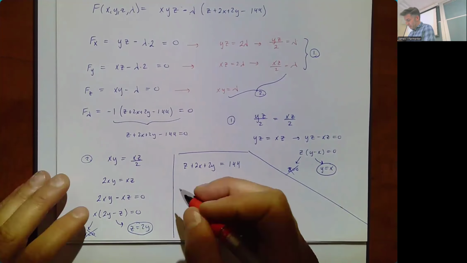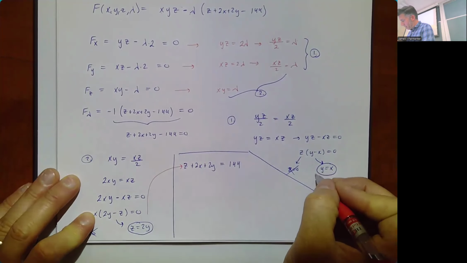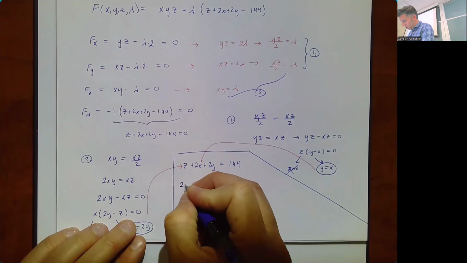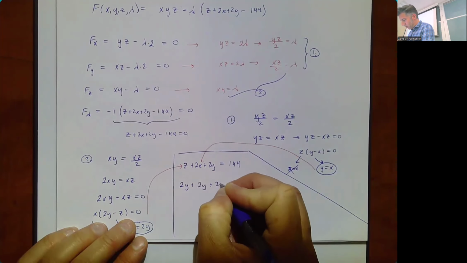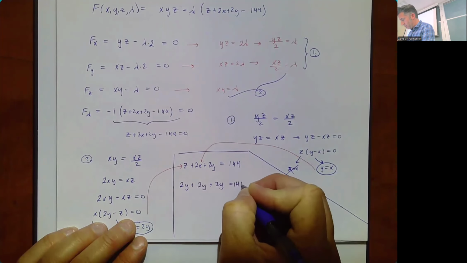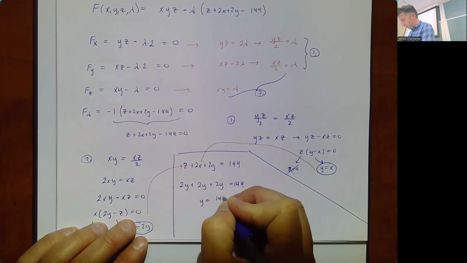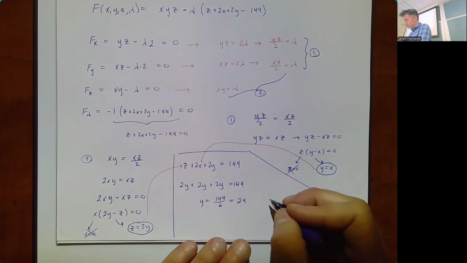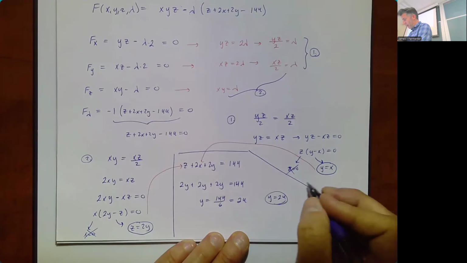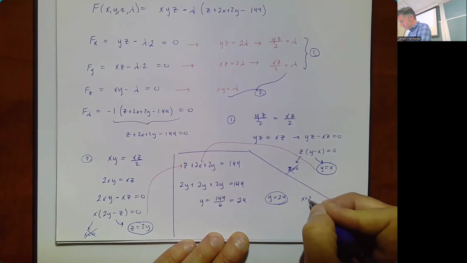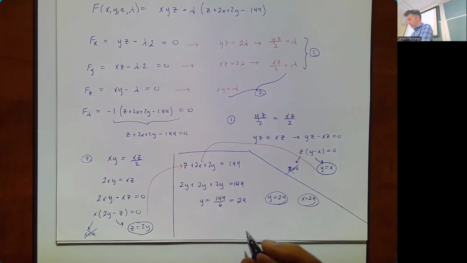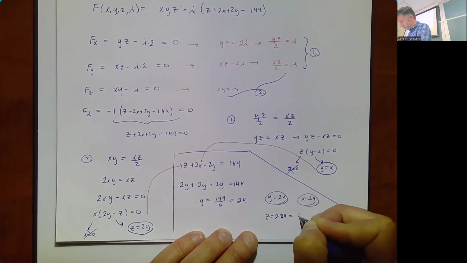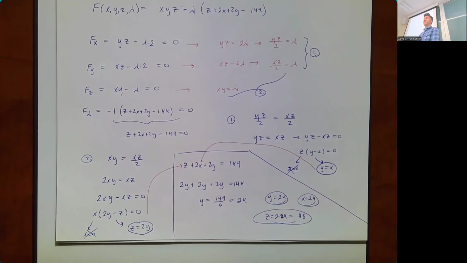So if I plug in z equal to 2y and x equal to y, I'm going to get 2y plus 2y plus 2y equal to 144, which means y is going to equal 144 divided by 6, which is 24. And then if y equals 24, x equals y means x also equals 24. And if z equals 2y, z is going to equal 2 times 24, which is 48. We get the same numbers.